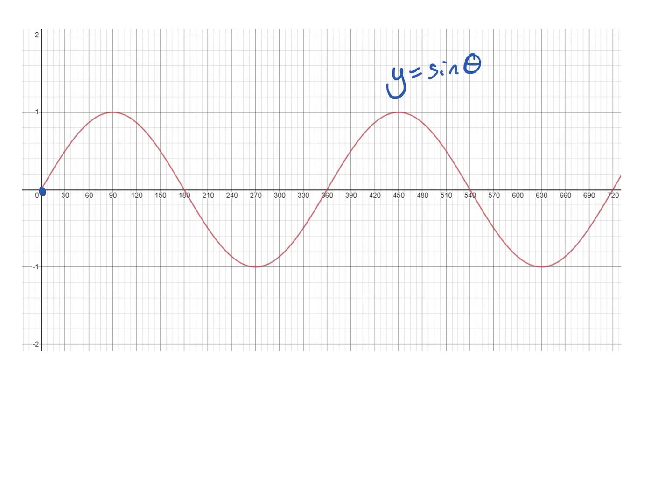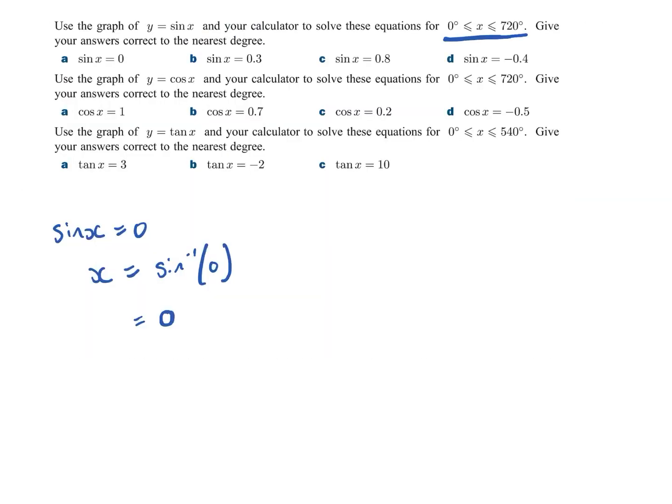Now let's just have a look at the sine curve. That's what you're getting there. Sine of 0 is equal to 0, but it's not the only place where it equals 0 within the range that you've been asked to do. It's also here, here, here, and here. So in this question, you are specifically asked for this range, 0 to 720. So there are actually 4 answers.